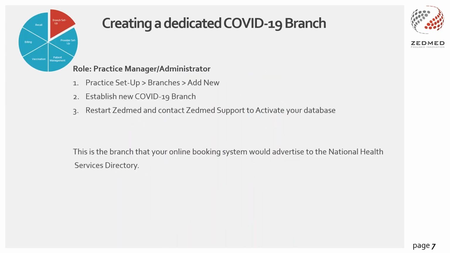Let's start with creating a dedicated COVID-19 branch. At the moment, this role will primarily lie with the practice management or a Zedmed dedicated administrator, but essentially we feel that the recommended way to treat COVID-19 immunizations at your practice is to create a dedicated COVID-19 branch. To do that, we go into practice setup, we choose branches, and then select a new branch. Once we've established our new COVID-19 branch, it is important that we restart Zedmed. As most of you would know, each time we create or amend a branch within Zedmed, it will require an activation via our support team.